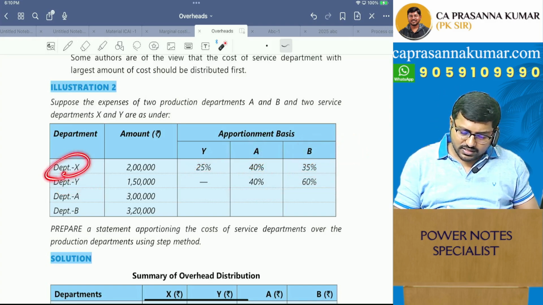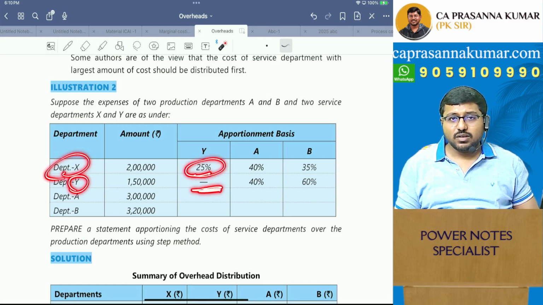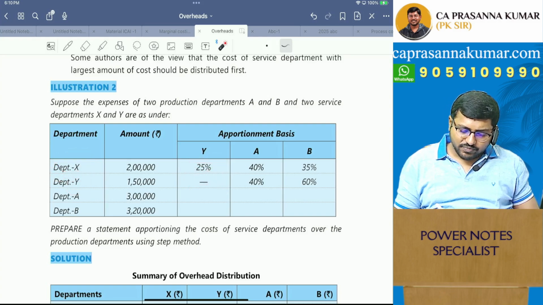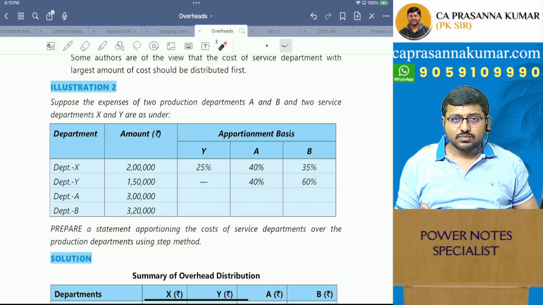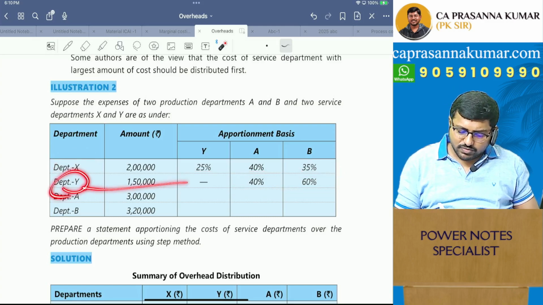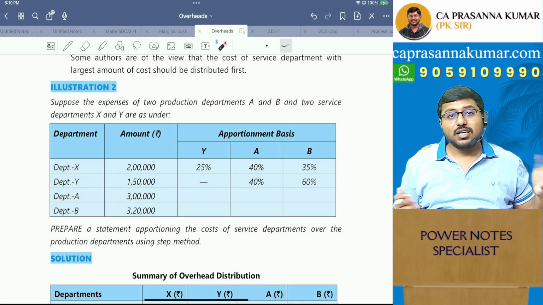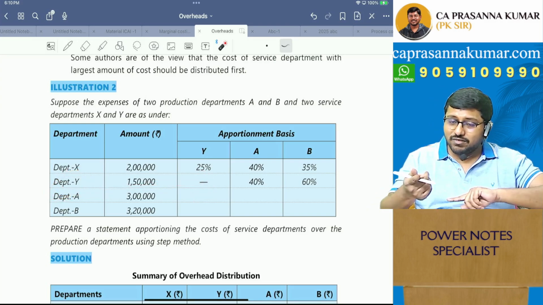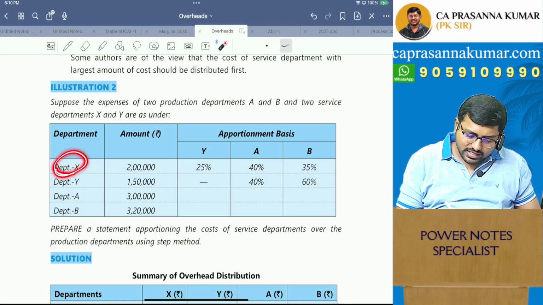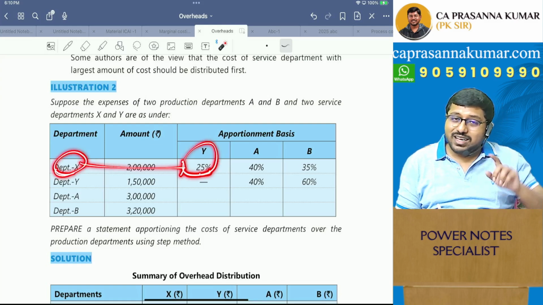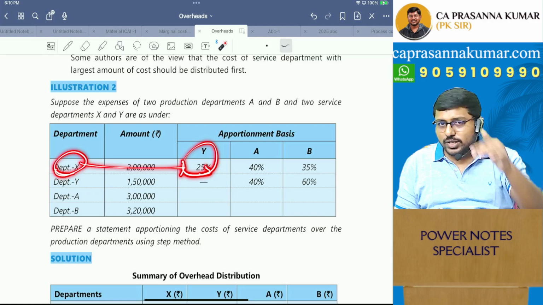So X has given service to Y, therefore Y again cannot give back service to X. You got the point? That is the logic. That's why X is giving 3 services, Y is giving only 2 services. Because if Y also gives service back to X, then what will happen? It will become reciprocal. That is not step ladder method. That is reciprocal services method, where you can give and take back the service. Because X has given service to Y, Y can't give back service to X. That road is blocked. It is one-way traffic.